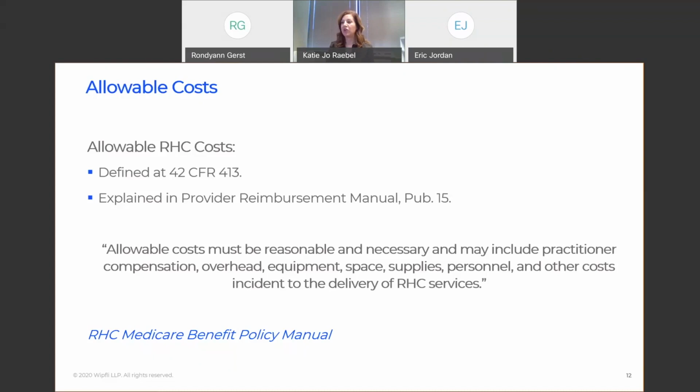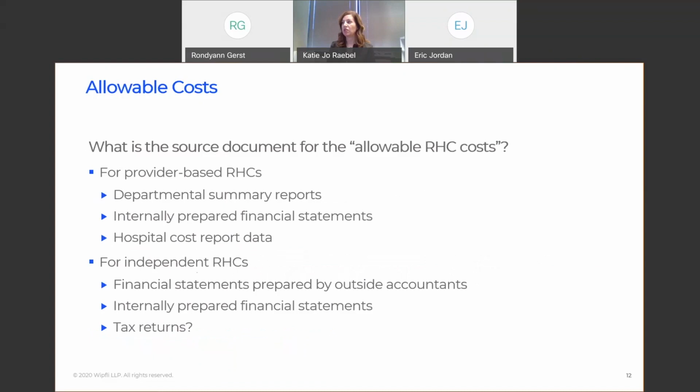As a provider-based rural health clinic, we get to claim our practitioner costs, which would include recruiting. We're getting paid a full cost per visit for our services that we provide in the rural health clinic. And what's our source document for these allowable costs? Well, we have departmental reports. We have our internal financial statements.